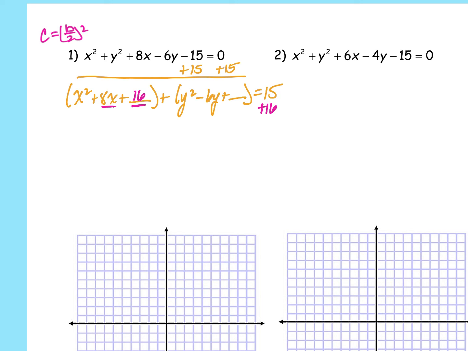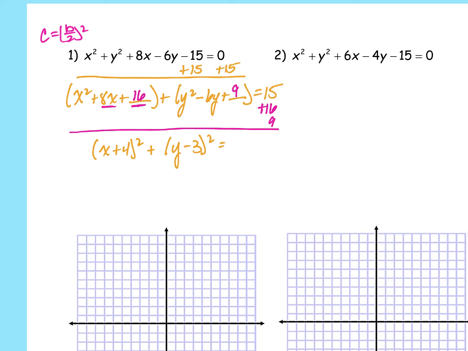And now I'm going to do the same thing with the y's, okay? So half of negative 6 is negative 3, and negative 3 squared is 9. And if I add 9 to one side, I have to add 9 to the other side. And so if I factor this x squared plus 8x plus 16, I am going to get x plus 4 squared. Plus, and if I factor y squared minus 6y plus 9, I'm going to get y minus 3 squared.